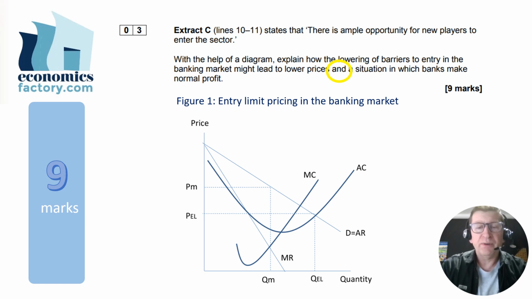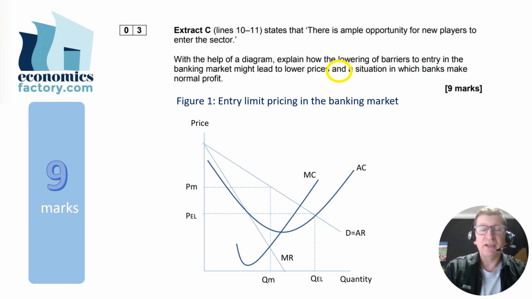We're going to use this one. Notice I've given it a title. It says entry limit pricing in the banking market. Okay, now the great thing about that is I'm instantly applying the diagram to a situation, to the banking market. The examiner can write a little AP by the diagram to show that I've shown application. And in a 9 marker, you do have to show knowledge, analysis, and application.